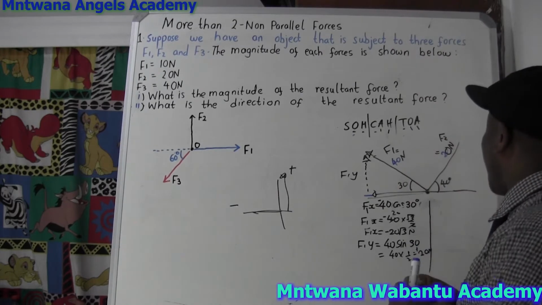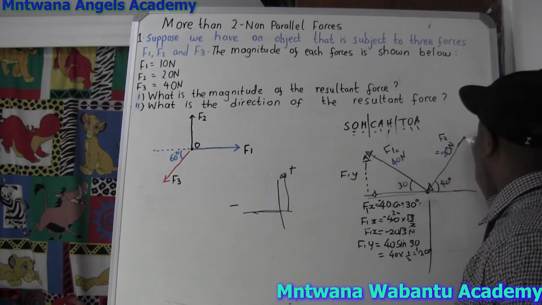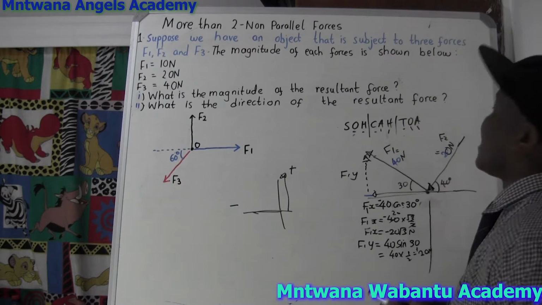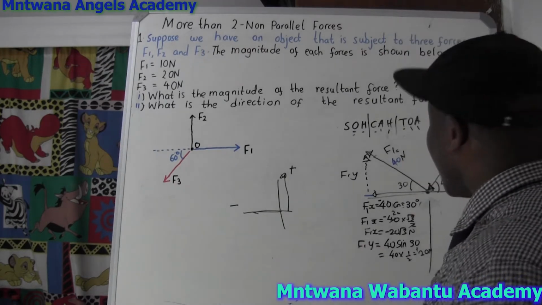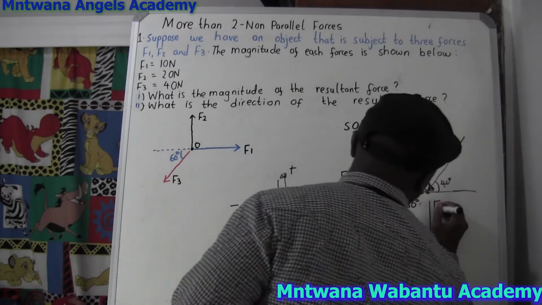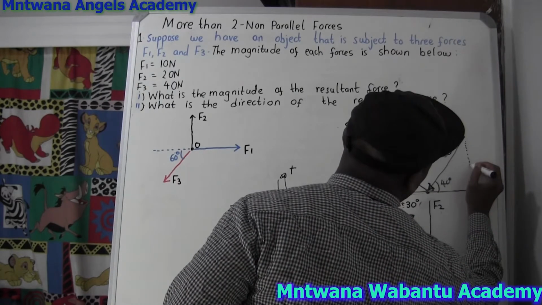Now, let's do the same for this force here. Let me change it a little. Let's say this force is facing down. It's facing down. So now we're going to say F2, and I'm going to have to find the component of this force.